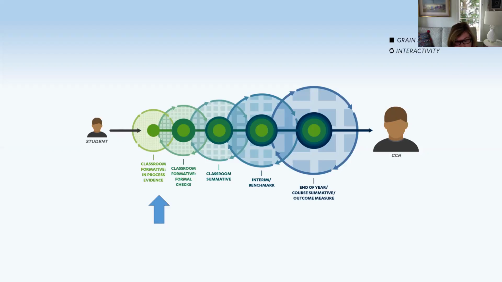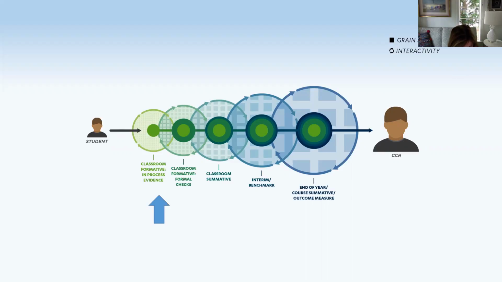So these all provide different levels of detail for the decisions that need to be made about student learning across the system. And of course, the information we're talking about now is the smallest grain size that is closest to the student, the classroom formative in-process evidence. So I hope that helps you see where formative assessment sits in this larger assessment system.